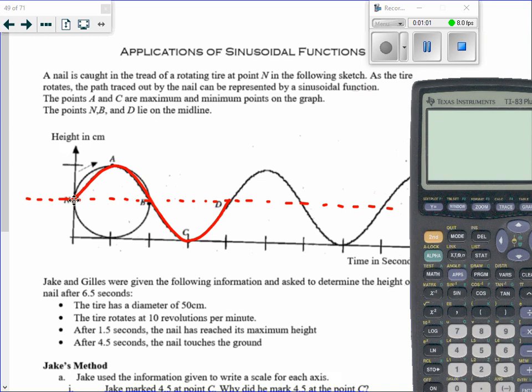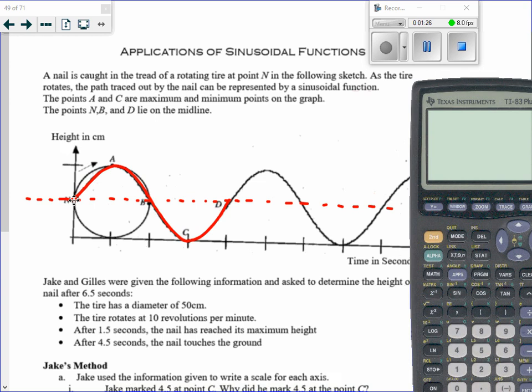Okay? Anything like this that happens with a tire rotating or a Ferris wheel rotating or the waves of the tide coming in at regular intervals, anything like that that happens on a regular interval is periodic or can be modeled with a periodic function, because that's something that repeats at regular intervals over and over and over again.